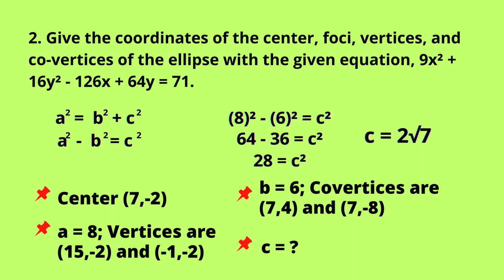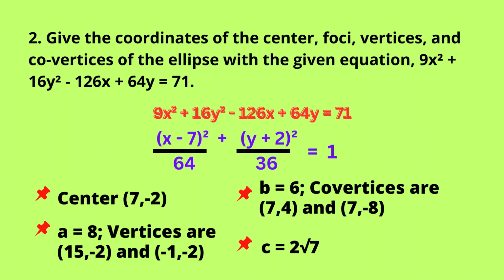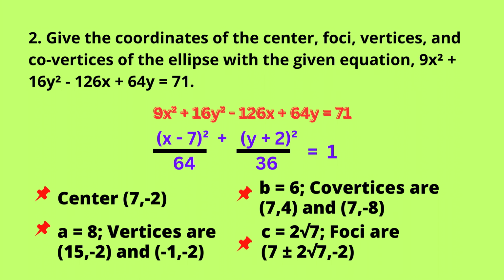To get the coordinates of the foci, we will add and subtract 2 square root of 7 to the x-coordinate of the center, just like in vertices. So our foci are at (7 plus 2 square root of 7, negative 2) and (7 minus 2 square root of 7, negative 2).